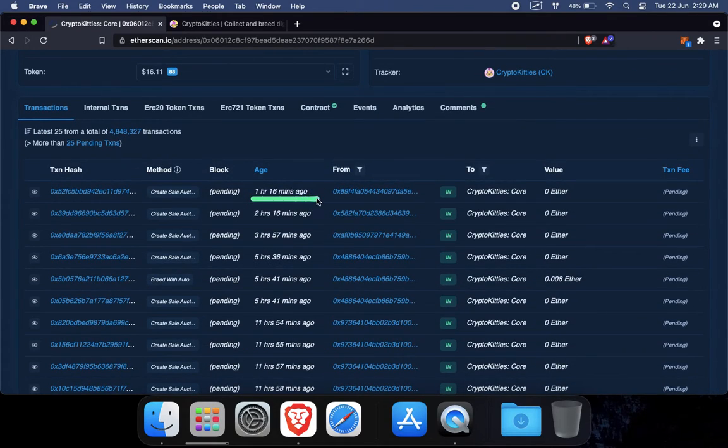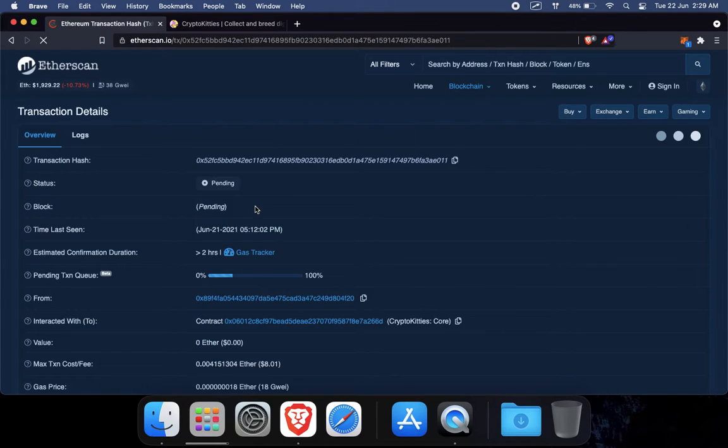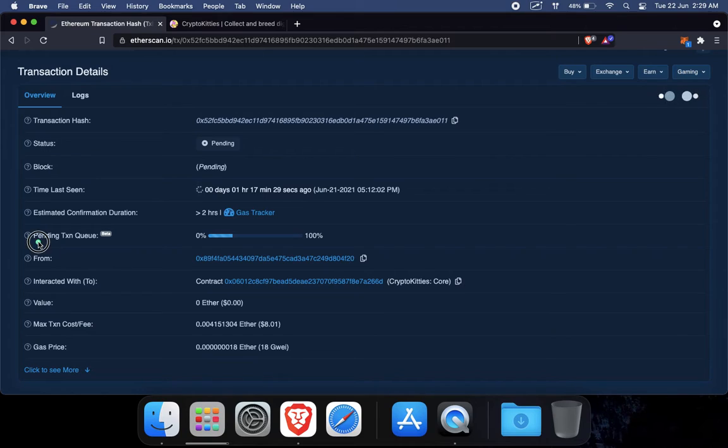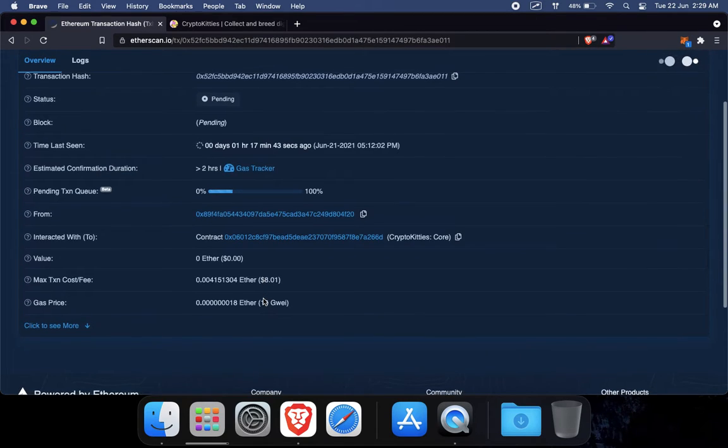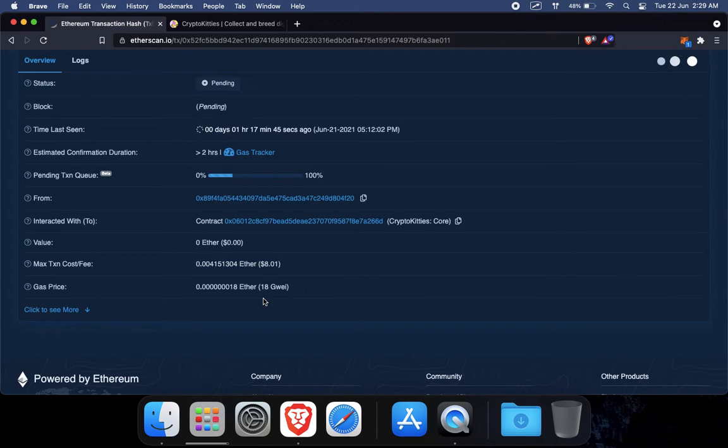Last transaction was 1 hour ago, right? And transaction hash. So let's look at that transaction hash. This is pending, right? So you can see here it's a pending transaction. It hasn't been added to the blockchain yet, right? It's pending, and we don't know how long. So it's been pending for how long is this? More than 2 hours? Estimated confirmation more than 2 hours. Perhaps this person paid very little gas, maybe, right?